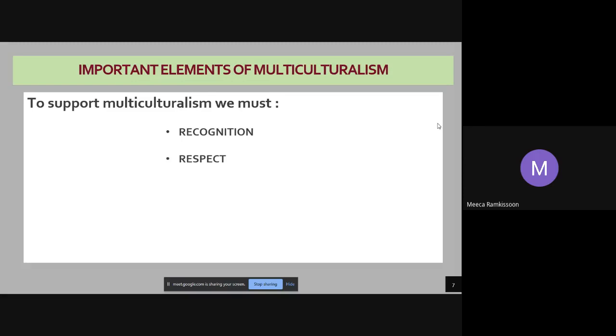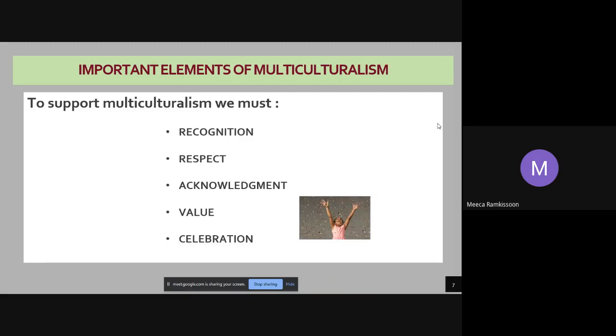To support multiculturalism, we must recognize each culture and have respect for them, showing acknowledgement and equality of value in celebration. Appreciating multiculturalism forms a bond amongst teammates where, although we may all appear different, we see each other equally.